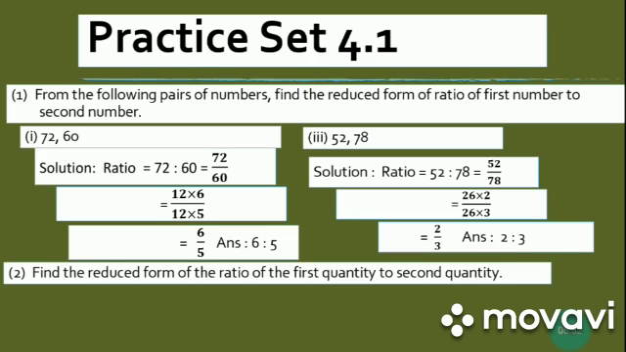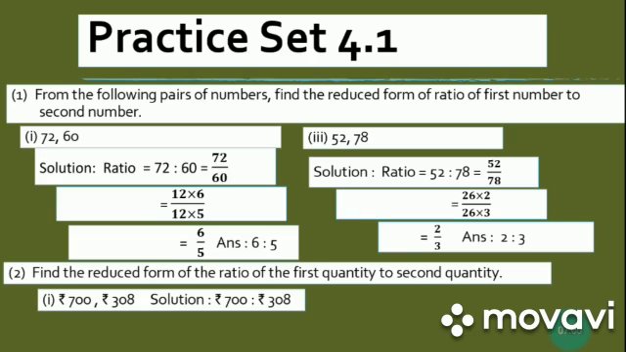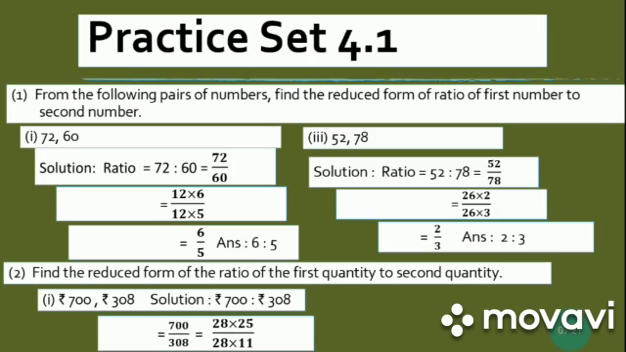Find the reduced form of the ratio of the first quantity to the second quantity. Subdivision 1, rupees 700, rupees 308. Solution. Rupees 700 is to rupees 308, that is equal to 700 upon 308, that is equal to 28 into 25 upon 28 into 11, that is equal to 25 upon 11, and that is equal to 25:11, which is the answer.